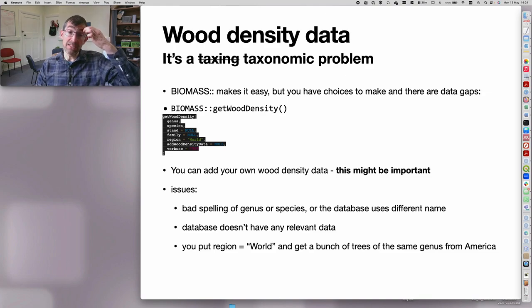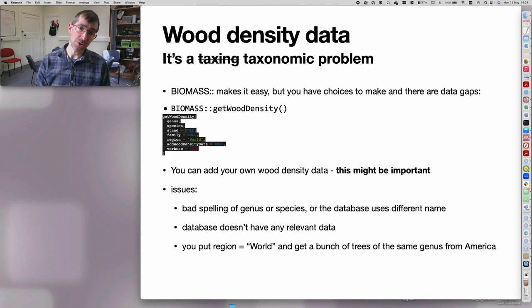Then you need wood density data. And that can be hard to measure. You get a core out and you have to go and do lots of lab work to accurately measure the wood density of a tree. So instead, we define it as a taxonomic problem. We say if you know the species of the tree, then you can look up the wood density because most trees of a given species have very similar wood density.